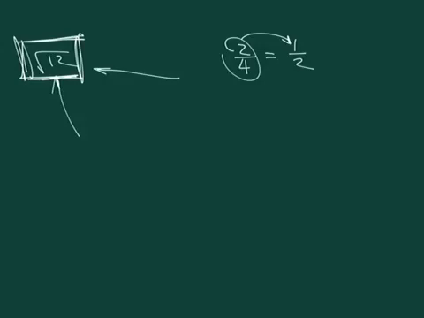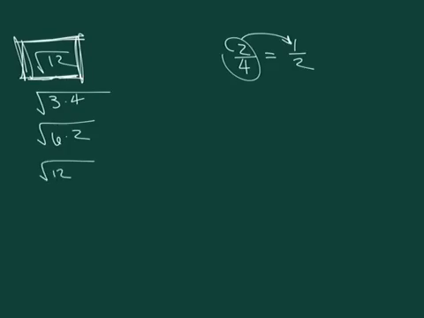Okay, so what I do to get you guys started on this is I have you write the square root of 12 as the product of 2 numbers. So what 2 numbers multiplied together give me 12? Well, 3 times 4 does, but so does 6 times 2. And so does 12 times 1. So which one do you pick?